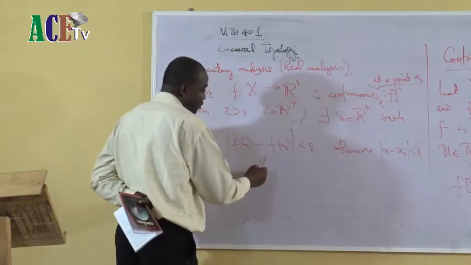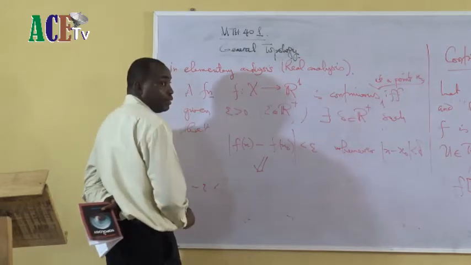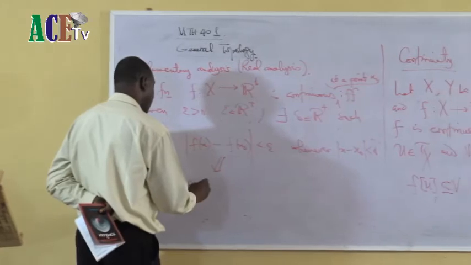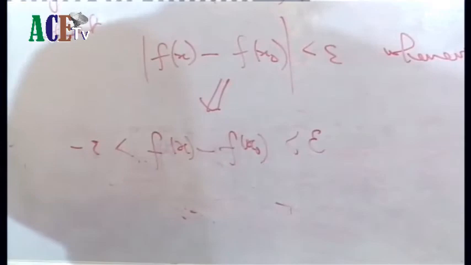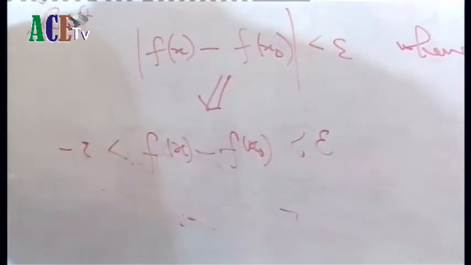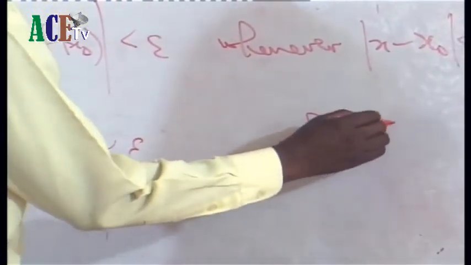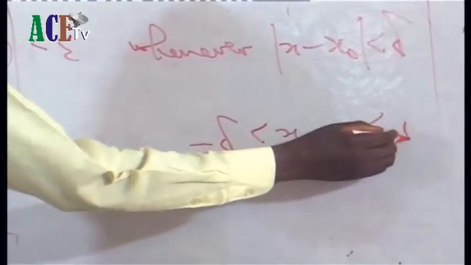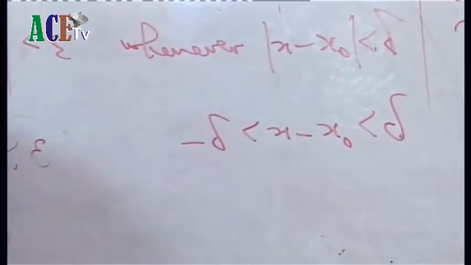But let's see how we can put this in that form. This particular inequality that we have here can be written as minus epsilon less than f of x minus f at x naught less than epsilon. And this can also be written as minus delta less than x minus x naught less than positive delta there. Now, if I decide to add f of x naught across, we have this.